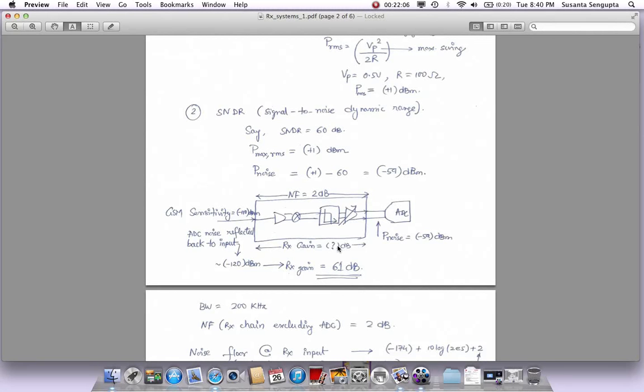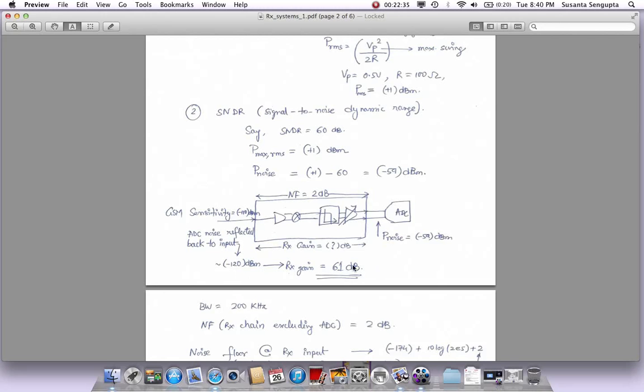So now let's continue this case and try to do a little more here. What did we say? We said we want a sensitivity of minus 110 dBm. We have a 2 dB noise figure here. And this is also going to be an iterative step, which I'm going to describe next. The first step of the iteration was saying, if the sensitivity is minus 110 dBm, let me keep the noise at minus 120 dBm. And it gave me a gain of 61 dB.